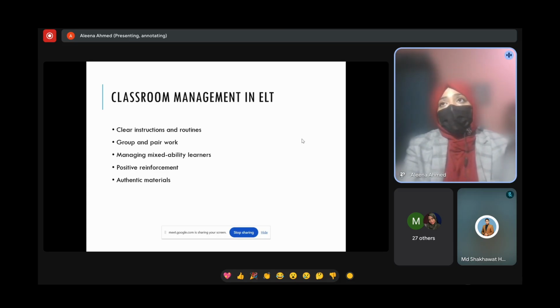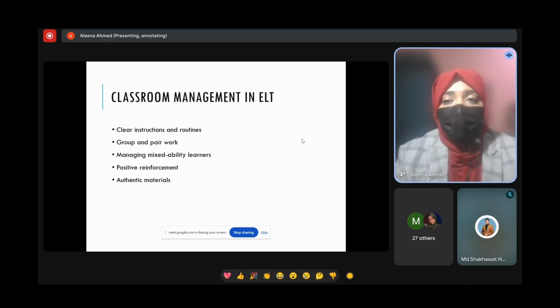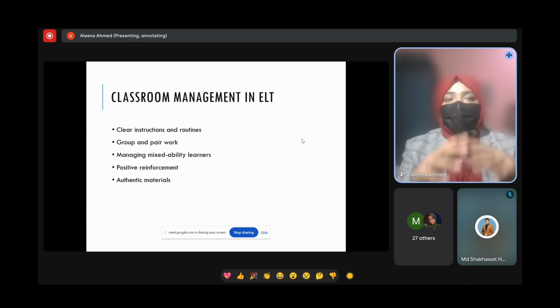Authentic materials, that I talked about earlier, that in some traditionally following schools, for example, if they are teaching the structure of a present tense, what they will do is put a topic about Badshahi Mosque and its information, right? So is it an authentic material? Definitely not. So authentic material should be based on real life happening scenarios.